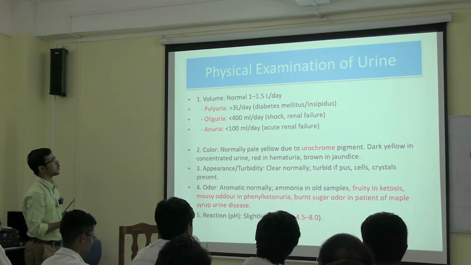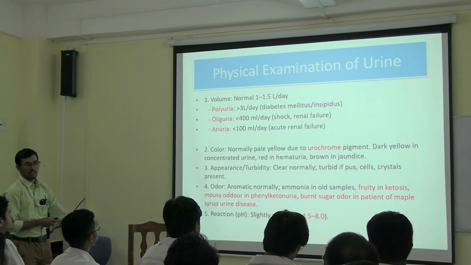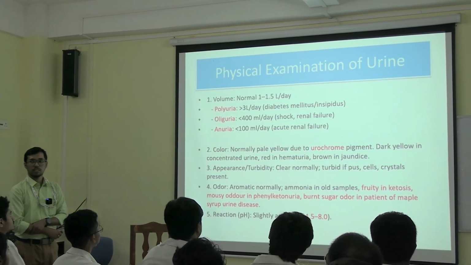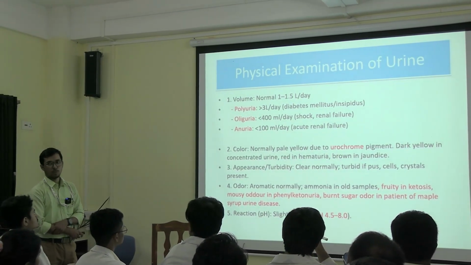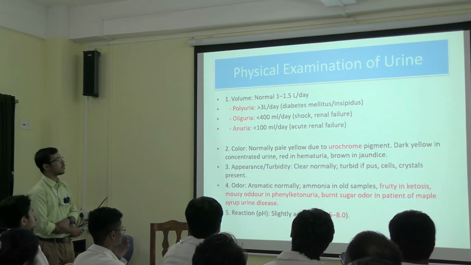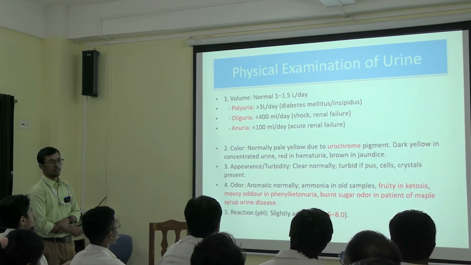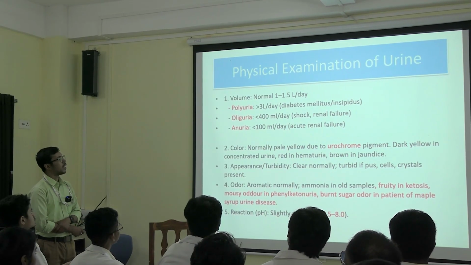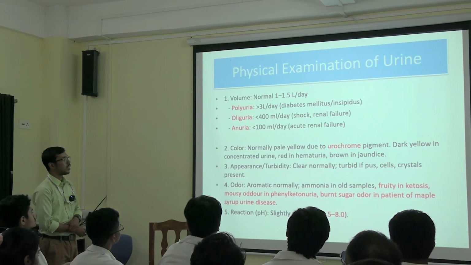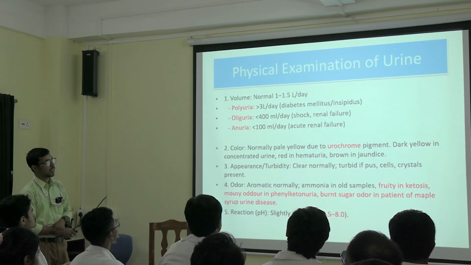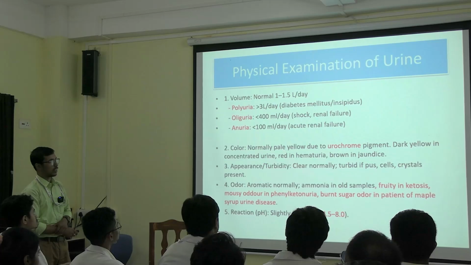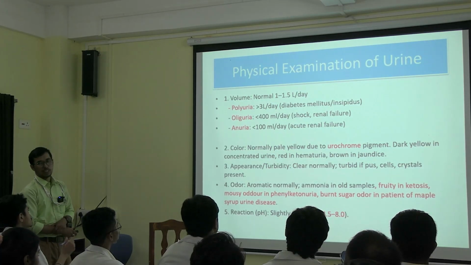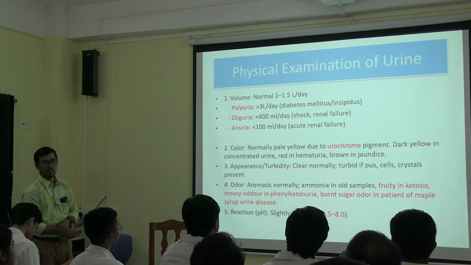So physical examination of urine. Here we can see, as it was taught last class, the volume of urine. On a normal day we can pass about 1 to 1.5 liters per day. When is it called polyuria, oliguria and anuria? If it is more than 3 liters per day, as in diseases like diabetes mellitus and insipidus, then it is polyuria. Oliguria is less than 400 ml per day. And anuria is less than 100 ml per day in acute renal failure.